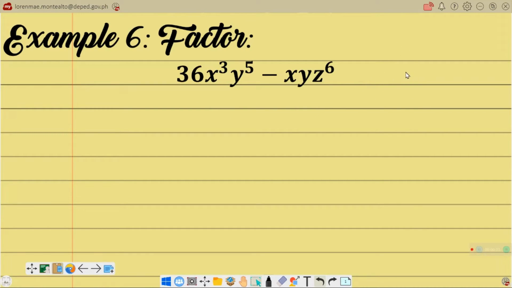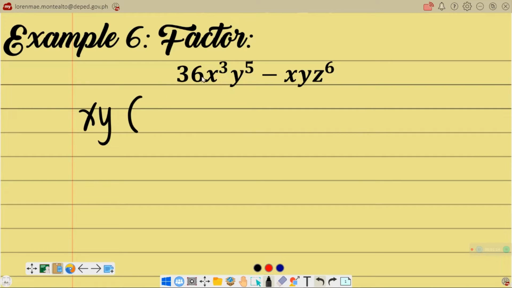So, since x is common to both, what is the smallest exponent, or least exponent, among the two x's? We have x cubed and x. Which has the least exponent? That is x. And then, y to the 5th and y. Which has the least exponent? That is y. And then, let us factor out this GCMF from our first term.